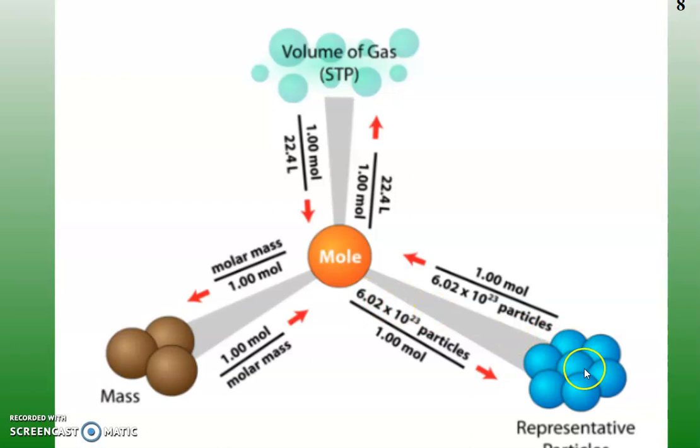If we're going this way, we start with representative particles. We use this conversion factor to get to moles. And then if we want to go to grams, we use this. So this is what we've already done. And now we can add in our volume of gas and see the two conversion factors we need. I highly recommend you either write this out in your notebook or print a copy out for yourself, especially if you've been having trouble figuring out which conversion factor to use or how to set it up. This is really helpful when you're doing your practice problems.